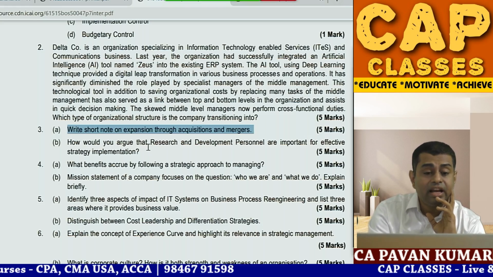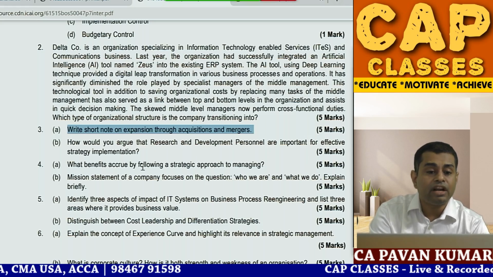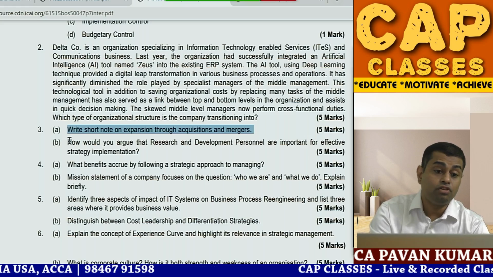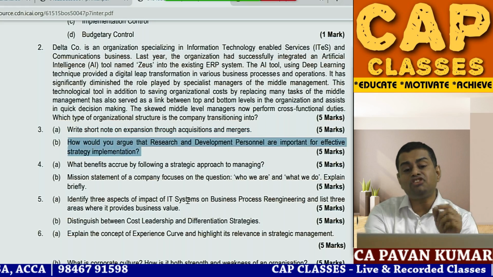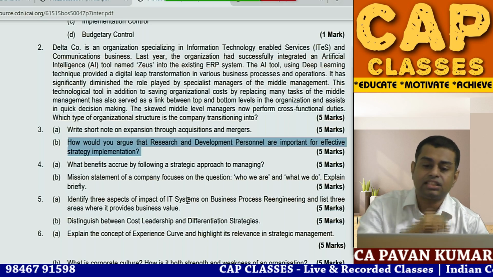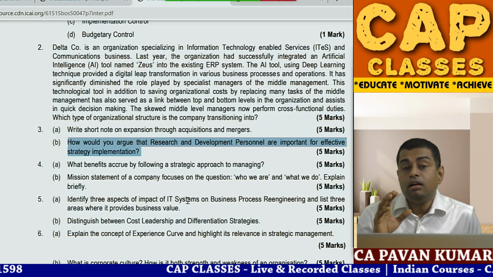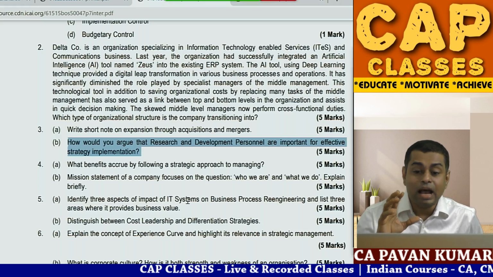Then, how would you argue that research and development personnel are important for effective strategy implementation? Very important question. Interesting question. Actually, this is not a direct question, okay? To write an answer for this kind of question, you should have smartness. And I'll tell you one thing. So many students will come with this observation.